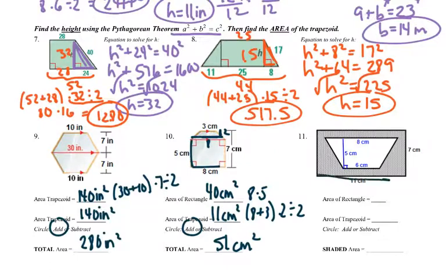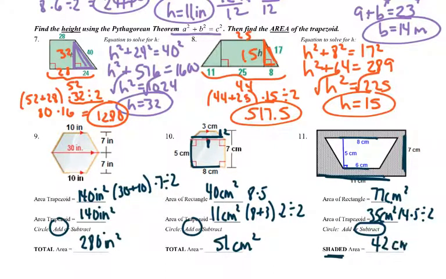Area of the rectangle here, 11 times 7 is 77. Area of the trapezoid, I'm just doing 8 plus 6 is 14 times 5 divided by 2. And that turns out to be 35. And anything shaded, what do we do? Add or subtract? Right, subtract. 42 centimeters squared.